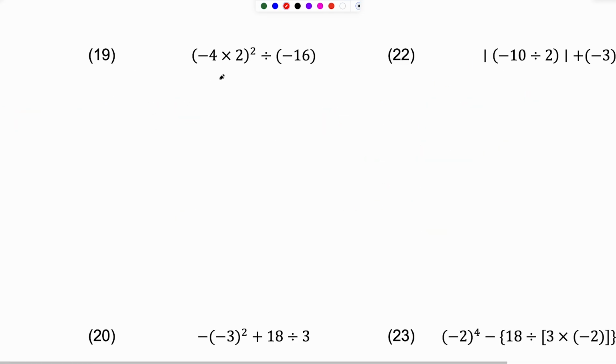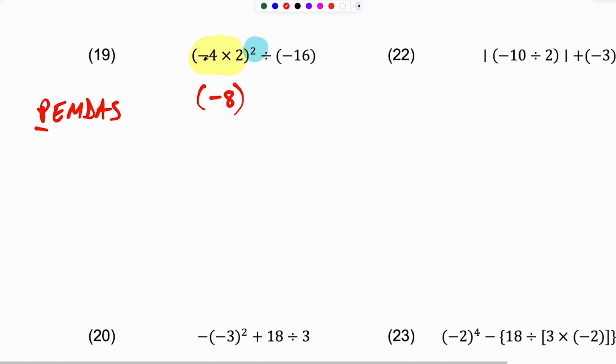Question 19, we have -4 times 2 in parentheses to the second power divided by -16. So for this one, we're using order of operations. And what we have first is parentheses, exponents. So that's the part we're going to evaluate first. So we're looking at this. We have -4 times 2 to the second power. So we do the parentheses first. We have -4 times 2 on the inside is -8.